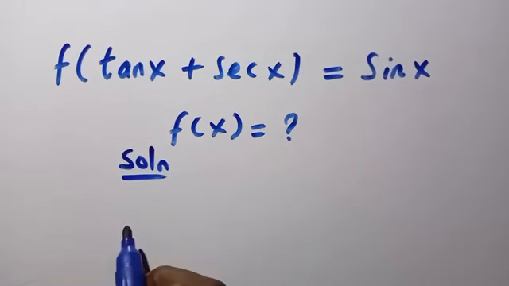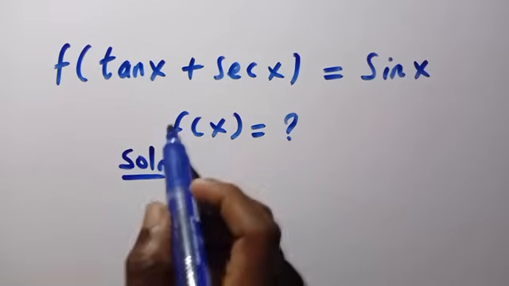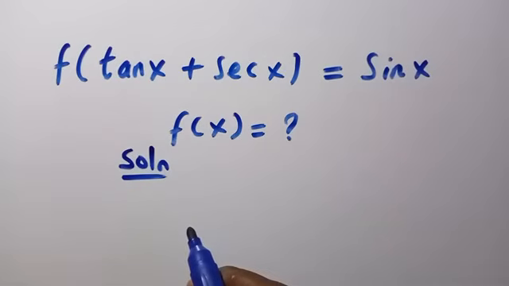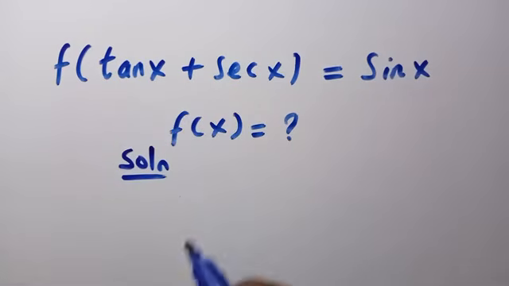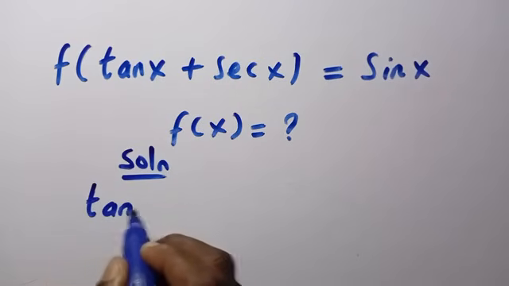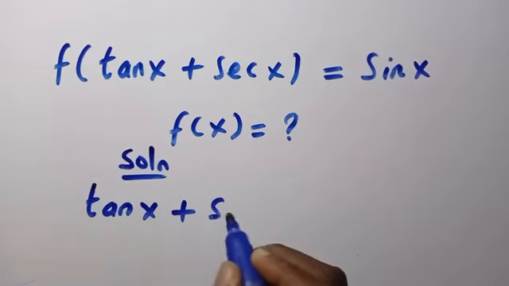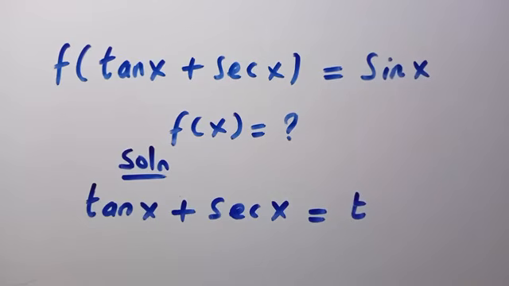The domain of this function we are given as tan x plus sec x. Actually, this is a trigonometric function. But let's see what will be the function for f of x. We cannot decide that for now until we solve this problem and see the outcome of f of x. So the first step we are going to take is, suppose I let tan x plus sec x equals t, for instance.